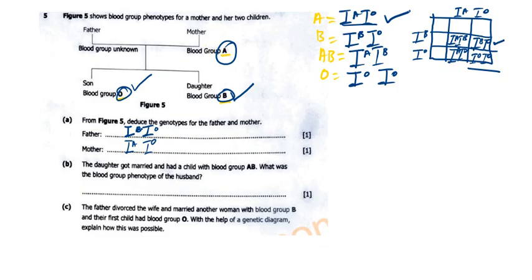Now, question B is saying the daughter got married and had a child with blood group AB. What was the blood group phenotype of the husband? So, in this question, all you have to do is they have already said that the daughter got married. Now, the daughter has what? Blood group B. And then, since it has a blood group B, therefore, as you can see, B has what? As a recessive allele. So, you say you're going to get this like that, and then they have said he had a child with blood group what? AB.